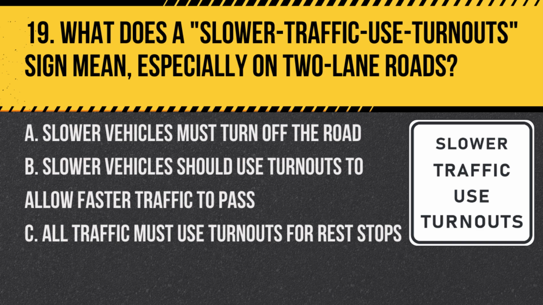Question 19. What does a slower traffic use turnouts sign mean, especially on two-lane roads? A. Slower vehicles must turn off the road. B. Slower vehicles should use turnouts to allow faster traffic to pass. C. All traffic must use turnouts for rest stops. Answer. B. Slower vehicles should use turnouts to allow faster traffic to pass. The slower traffic use turnout sign is used on two-lane roads where slower vehicles are encouraged to use turnouts to let faster traffic pass safely.